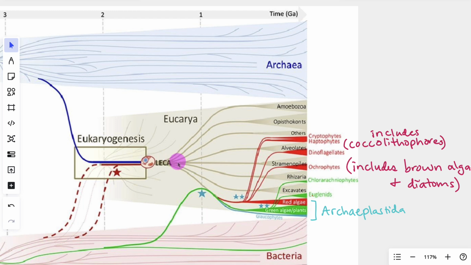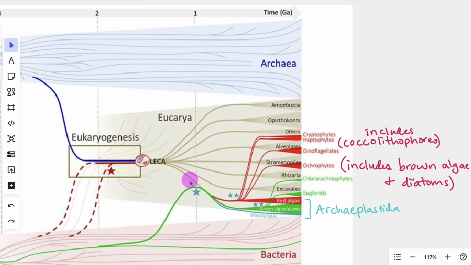You can then see that one lineage down here has a single star. It's a primary endosymbiosis event. You can see it's coming from bacteria, so that's the cyanobacterium being engulfed. And that gives rise to these 3 lineages here: glaucophytes, green algae, and then eventually plants and red algae. That's the Archaeplastida from that primary endosymbiosis event, the second one.